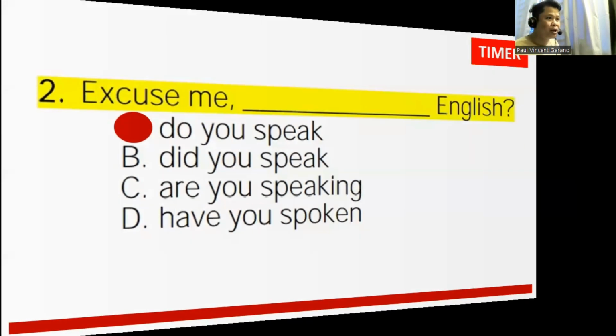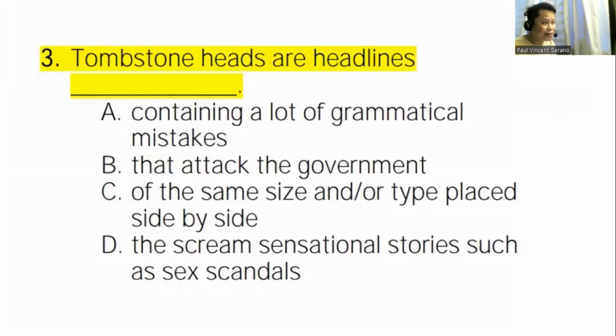Now let's go to question number 3. Tombstone heads are headlines: A, containing a lot of grammatical mistakes; B, that attack the government; C, of the same size and or type placed side by side; D, that scream sensational stories such as sex scandals. Again, tombstone heads are headlines: A, containing a lot of grammatical mistakes; B, that attack the government; C, of the same size and or type placed side by side; D, that scream sensational stories such as sex scandals. It's a typographical error. I'll give you time to write your answer in the chat box.